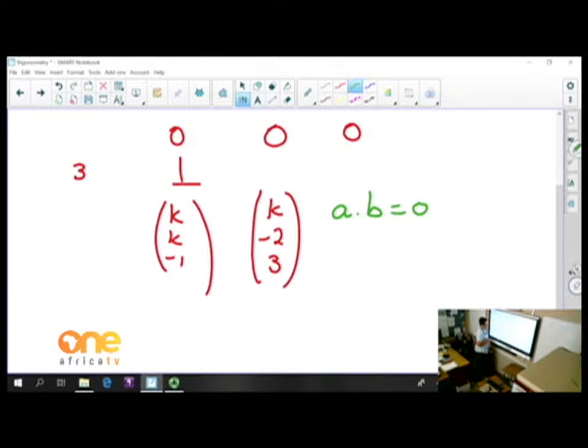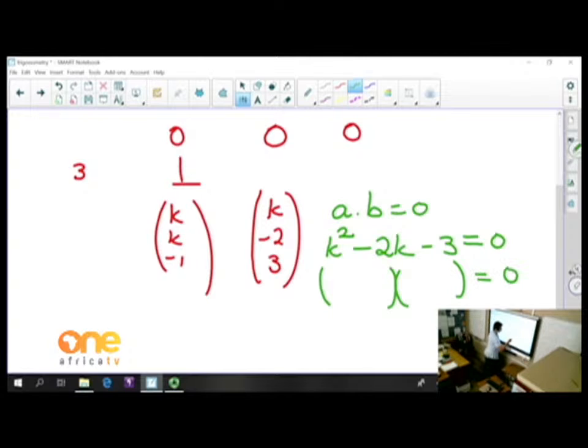What is A dot B? It is II plus JJ plus KK. So II is K squared. JJ will be -2K. KK is -3, is equal to 0. And this is a trinomial. I will factorize this one.